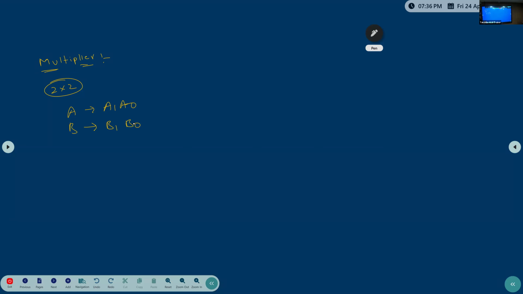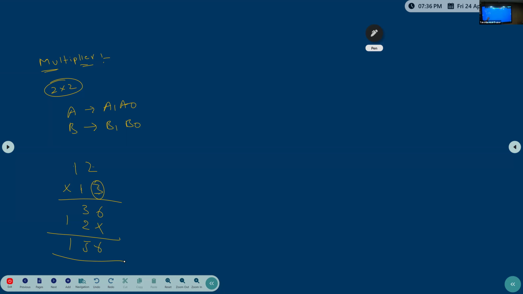Consider that I want to do 12 into 13. How will I multiply? 3 into 2, 6. So first I do 3 into 2, then 3 into 1. This position is completed. Then 1 into 2, 2. 1 into 1, 1. So then 6, 5, 1. Same thing we need to replicate.